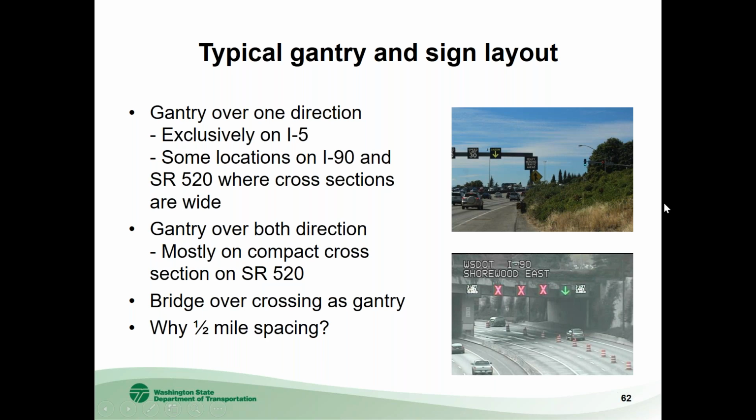Typically, these gantries are spaced at a half-mile apart, and we base the half-mile spacing on the free flow speed of 60 miles per hour, and given the way we present the signing, when a driver approaches a closed lane, they will be warned by a merge arrow first, and that would give the driver approximately 30 seconds to look for a gap in the next lane to vacate that closed lane, and that's why we stick with the half-mile spacing for the gantry.